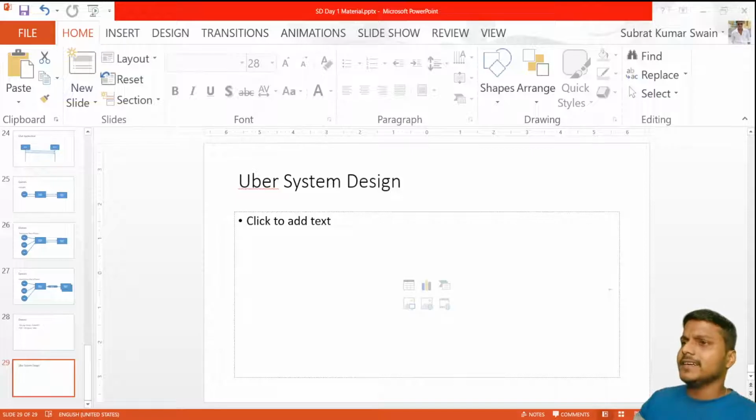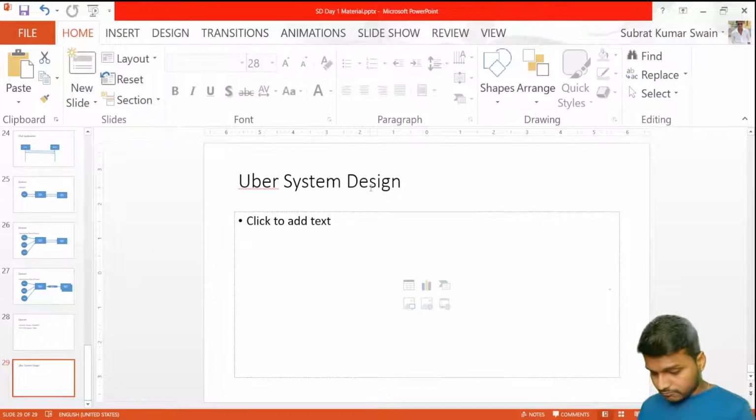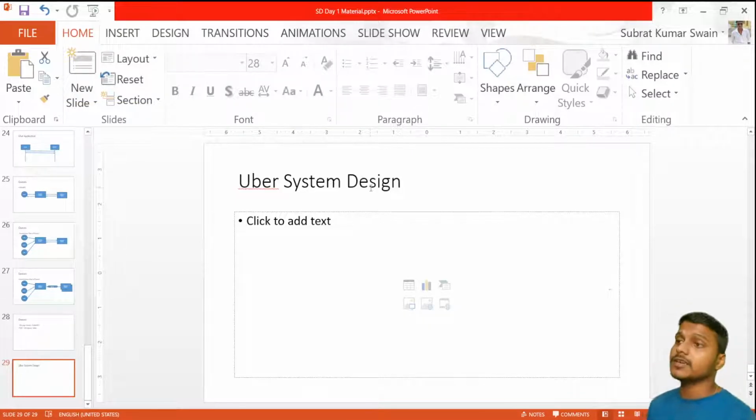Fine, let's say, yeah. So I'll just take up the example of Uber. Yeah, Uber we will go with. Let me just check once if I have left out anything. I covered Q. Yes, okay, fine. So we have covered a lot of stuff. Now it's time we cover Uber system design.